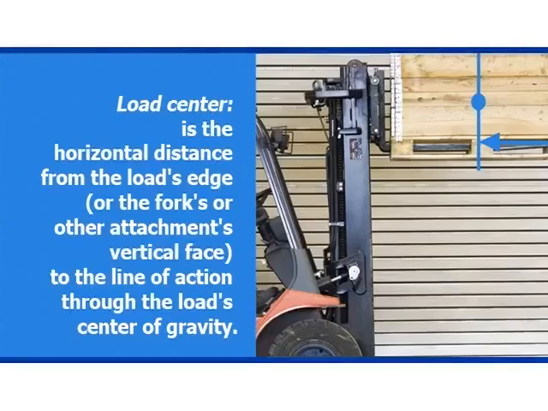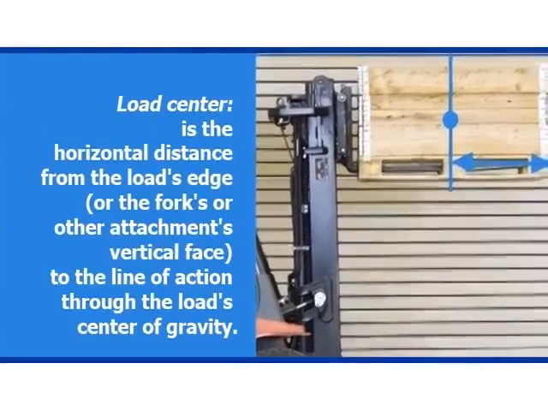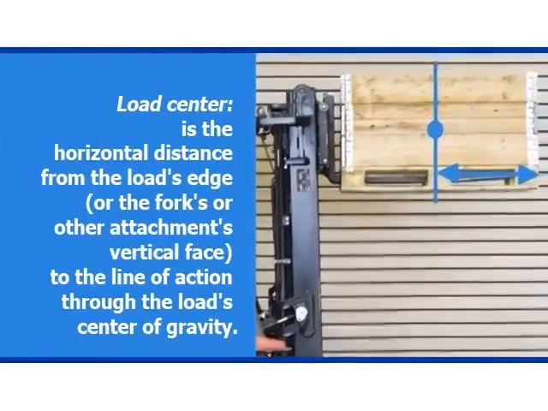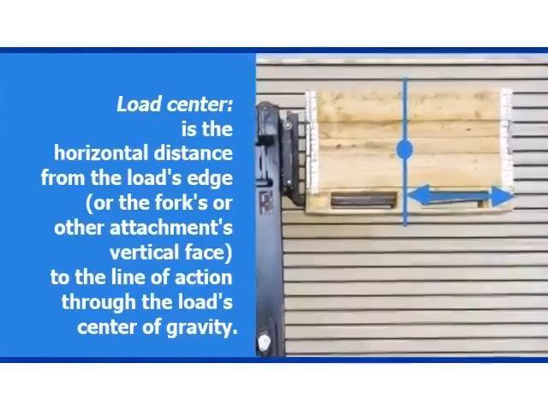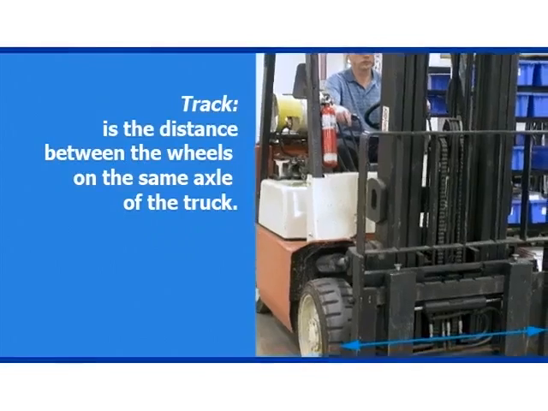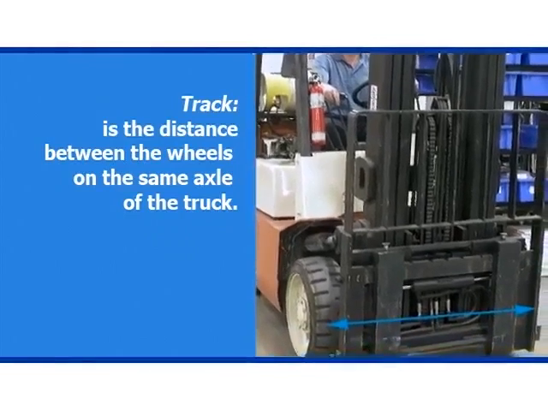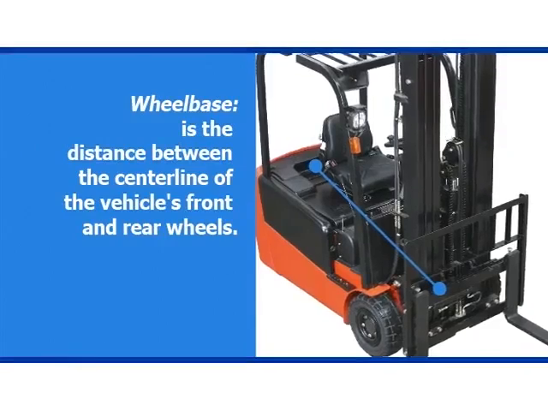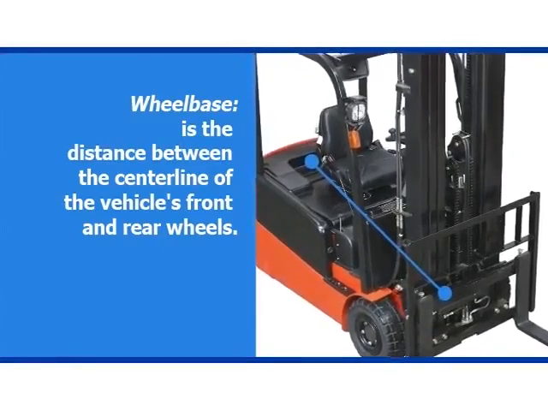Load center is the horizontal distance from the load's edge or the forks or other attachments' vertical face to the line of action through the load's center of gravity. Longitudinal stability is the truck's resistance to overturning forward or rearward. Track is the distance between the wheels on the same axle of the truck. Wheelbase is the distance between the center line of the vehicle's front and rear wheels.